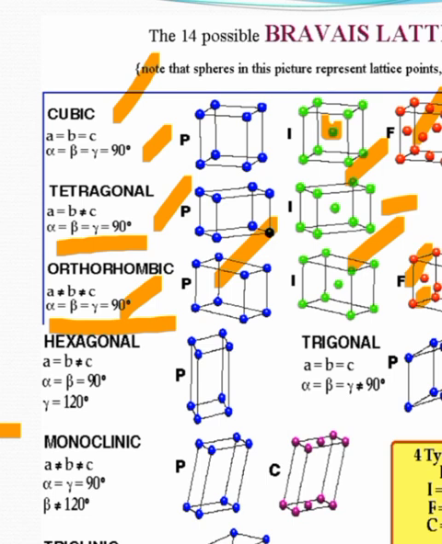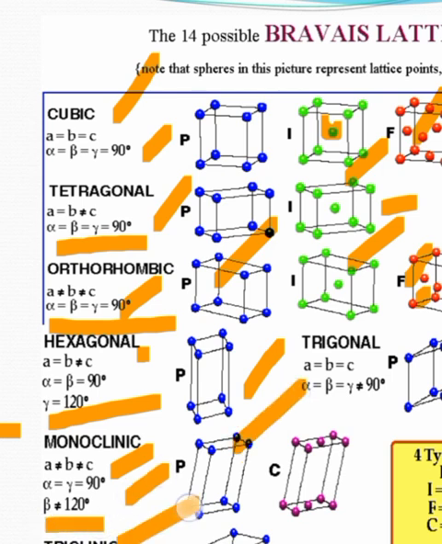And hexagonal. Here is the hexagonal structure: a equal to b, that is not equal to c, alpha and beta equal 90 degrees and gamma equal to 120 degrees. Trigonal, monoclinic. In monoclinic, a not equal to b not equal to c, and alpha and gamma equal 90 degrees, beta not equal to 90 degrees. Triclinic.